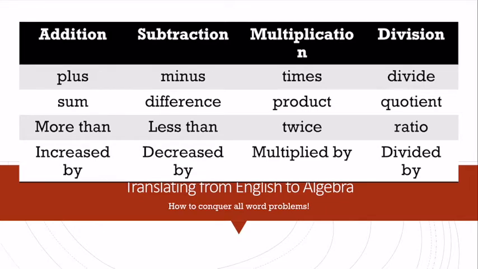be telling you to add. I might say find the sum. For subtraction, I could say find the difference, or I could say 2 less than x. When it comes to multiplication, I'm going to ask you to find the product. If I say twice, that means I want you to multiply by 2. The one that trips people up is quotient. If I'm asking you to find the quotient, I'm asking you to divide. So that's another synonymous term.